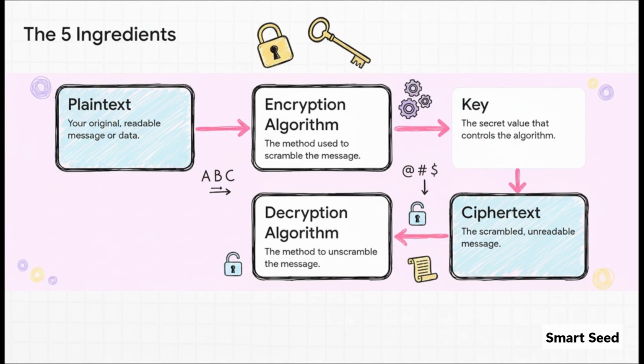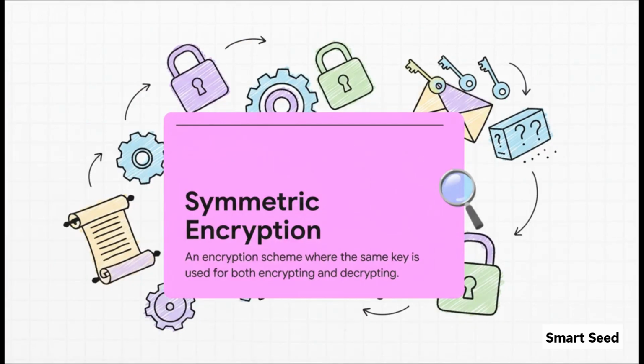So here's the whole process laid out. First, you start with your plain text. That's just your original message. Simple as that. Then you run it through an encryption algorithm, which is just a fancy name for the step-by-step process you use to scramble it. But the real magic, the secret ingredient, is the key. That's the secret piece of information that makes your scrambled message totally unique. What comes out the other side is the ciphertext, a jumbled, unreadable mess to anyone else. And to get the original message back, your friend uses that exact same key and a decryption algorithm to put it all back together. And that brings us right to the official definition.